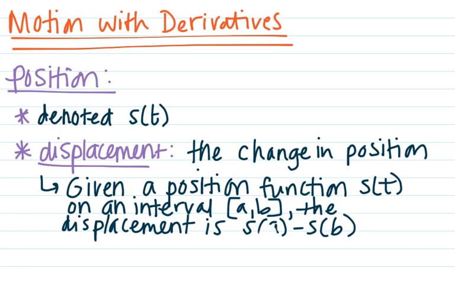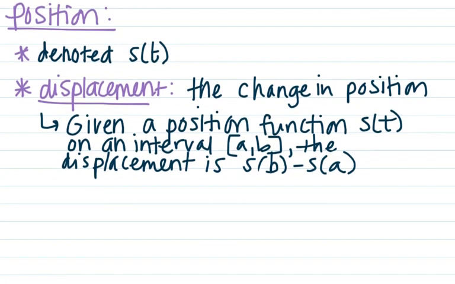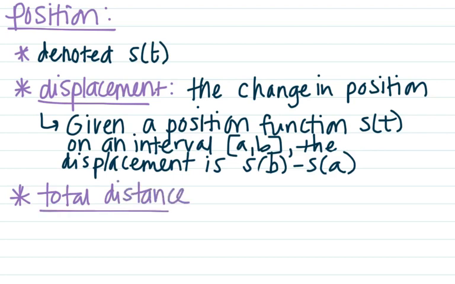Except Miss Wright wrote these letters in the wrong place, so let's fix that. So s of b minus s of a. That's right. Normally when we look at the change in something, we take where it ended and subtract where it started. That makes a little more sense. The other thing you can be asked about in regards to position is the total distance that an object covers.